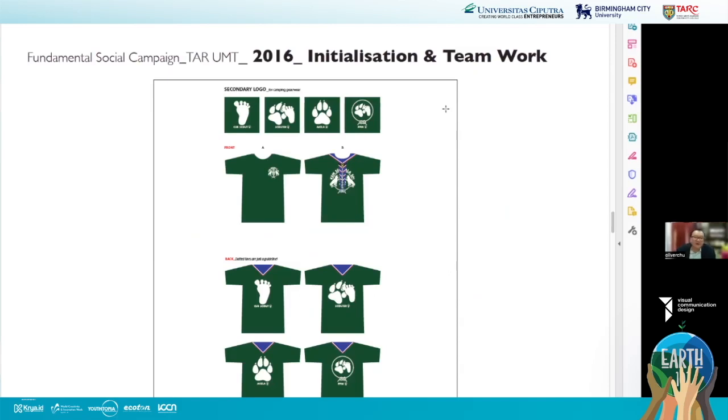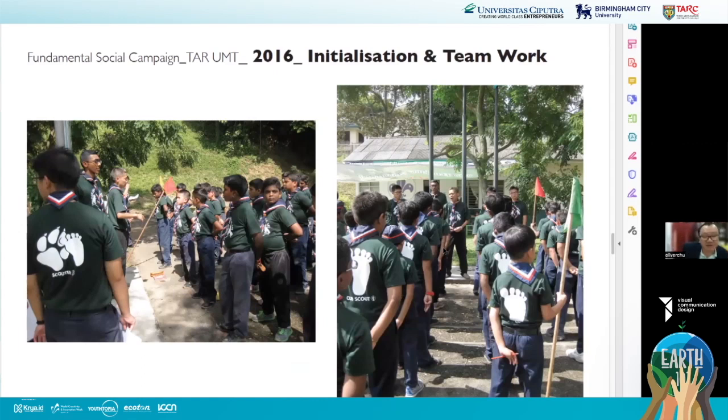So therefore, as graphic designers, we devised a secondary logo to appear on the t-shirt. This is a form of identity that we want printed on the t-shirts, so that everybody knows their role during that camp, be it in the activity, okay? In short, we are into branding and identity. So that was our very first initialization, okay?